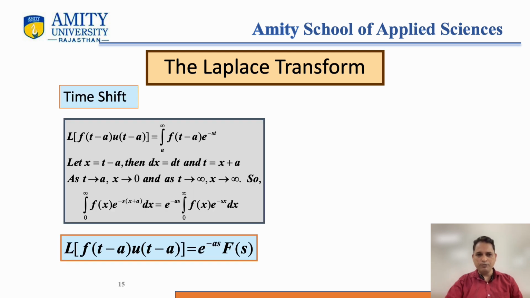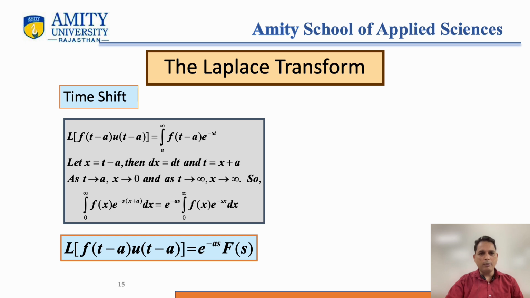Now, the shifting approach is a good one. If we particularly know the Laplace transformation of some function and some shifting will be there, then use this approach. So, what is there? Laplace of f(t minus a) multiplied by u(t minus a). u(t minus a) has two values. The first value is 1, another value is 0. 1 is defined when the time domain t is greater than a, and 0 is defined when t is less than a.